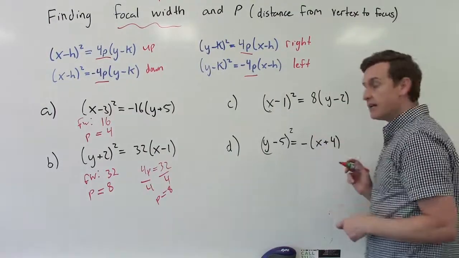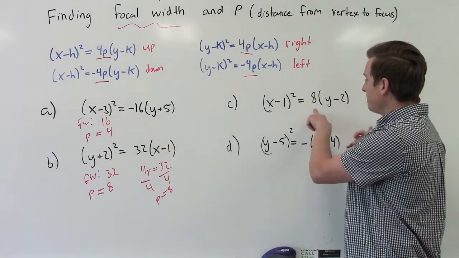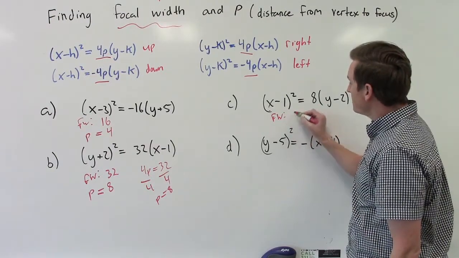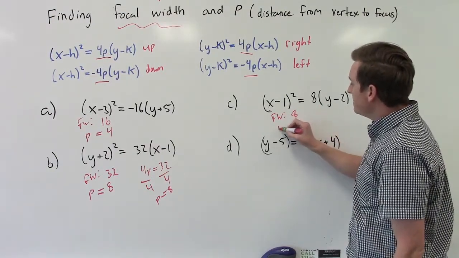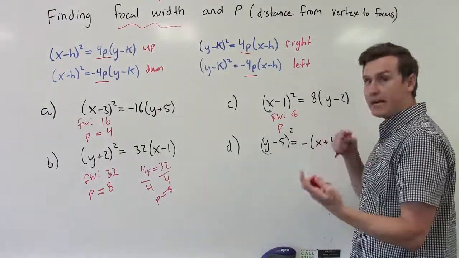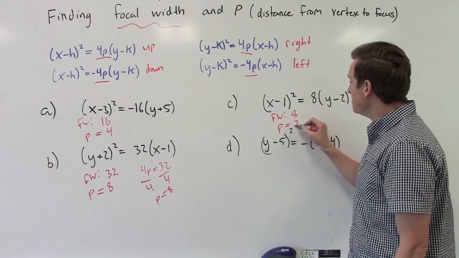Okay, in this guy right here, the focal width is just 8. So focal width is 8, and then p, the distance from vertex to focus, is 1/4 of that, or it's 8 divided by 4, which is going to be 2.